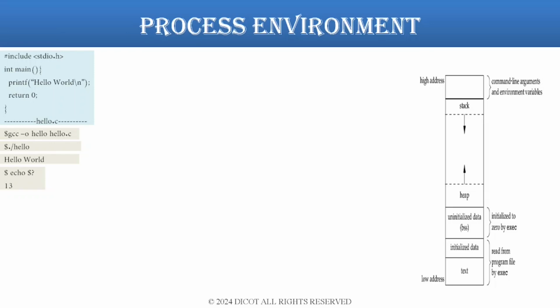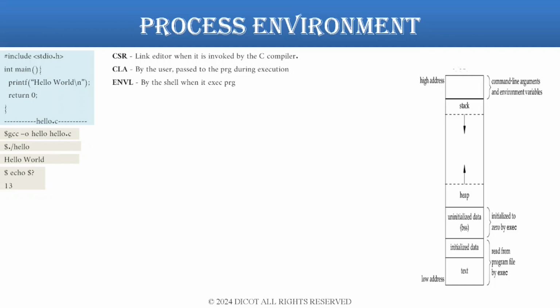Now coming back to the layout of the C program, these three things are attached to the process at various points of time, that is while compiling, linking, loading, or executing. The C startup routine: the linkage editor will attach this when it is invoked by the C compiler at the time of compilation. Command line arguments are passed to the program during execution by the user. The environment list is passed by the shell when it runs the C program using the exec function.